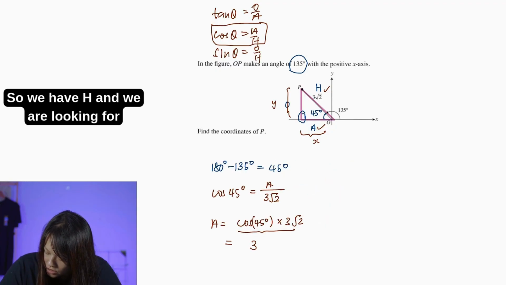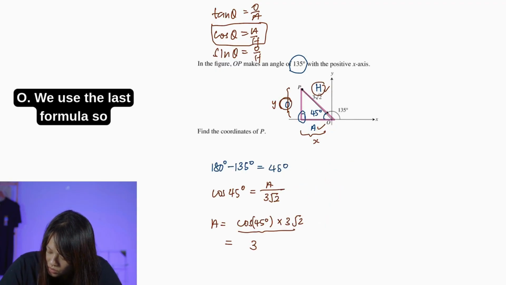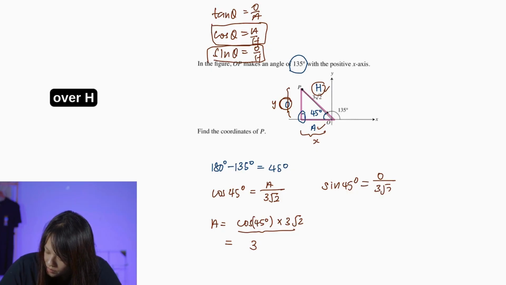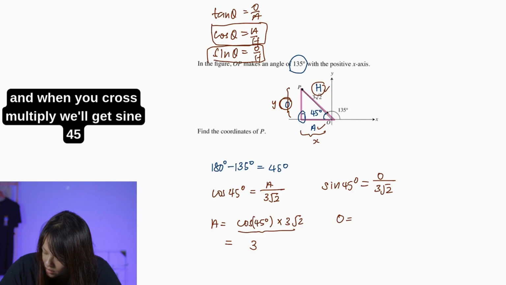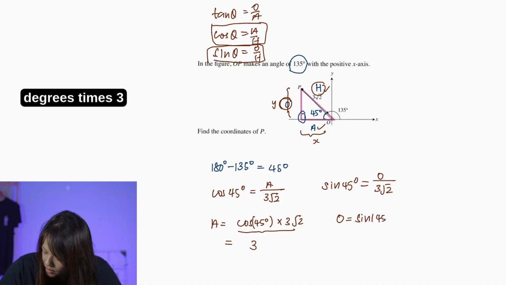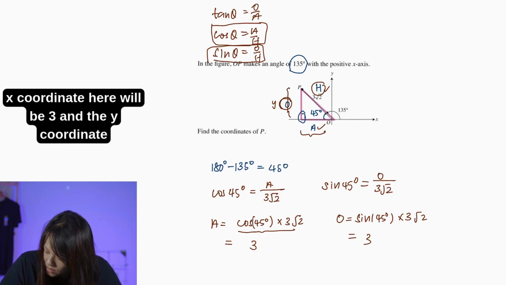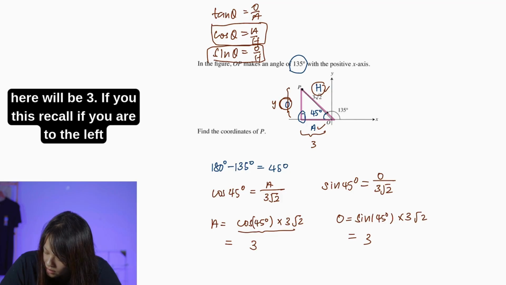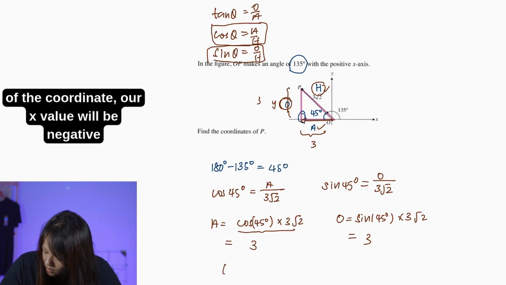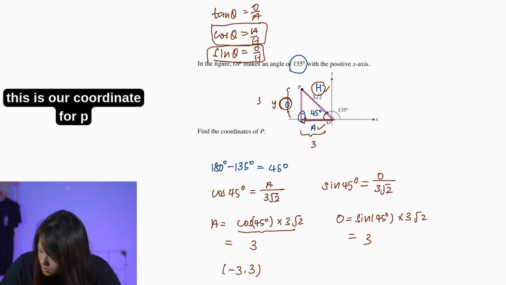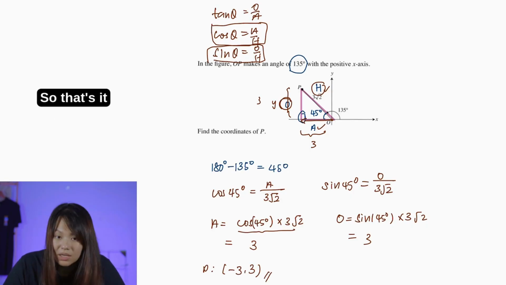Now we have H and we are looking for O. So we use the last formula. Sine 45 degrees is O over H. When you cross multiply, we get sine 45 degrees times 3 root 2, which gives us 3 also. So it means that our X coordinate here will be 3 and the Y coordinate here will be 3. However, if you recall, if you are to the left of the origin, our X value will be negative 3 and the Y value will be 3. So this is our coordinate for P. So that's it.